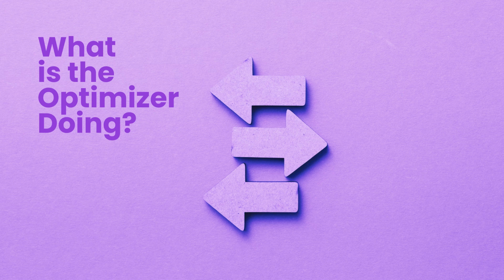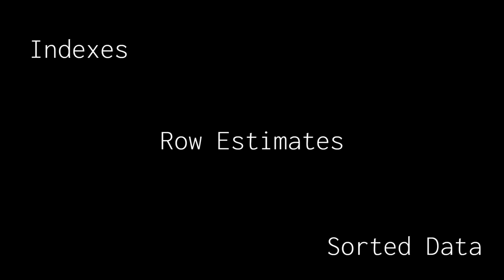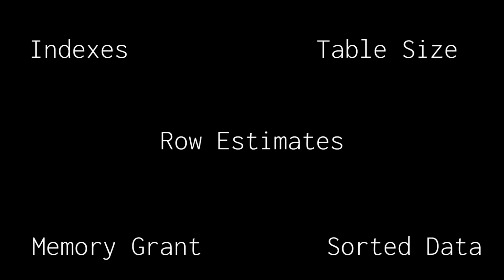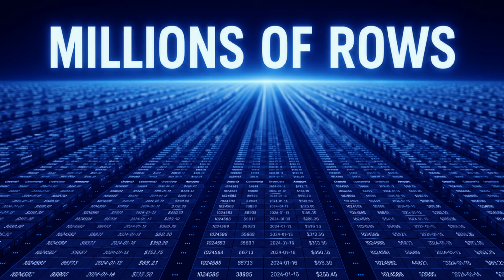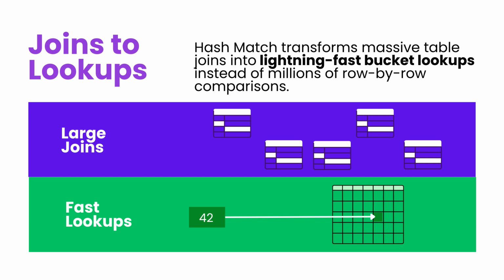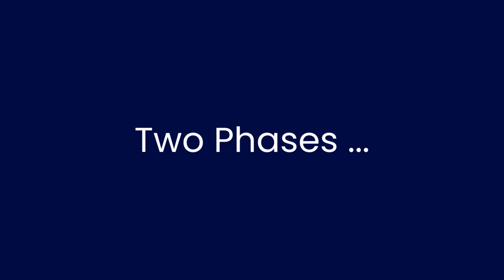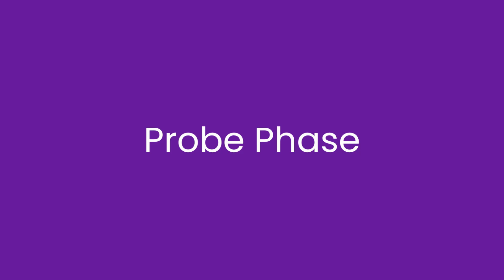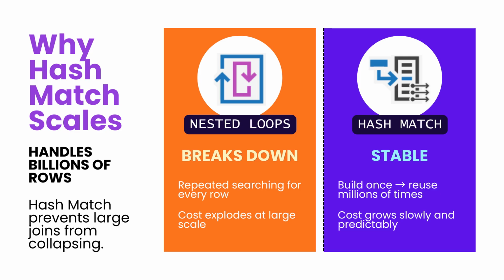And this is where most developers misunderstand what SQL Server is actually trying to do. The optimizer is not choosing bad operators. It's trying to survive with the information and access paths available. Hash match is how SQL Server can join millions of rows without searching millions of rows. It transforms massive joins into insanely fast lookups. And once you see the two phases behind it, you'll understand why hash match scales to handle billions of rows.